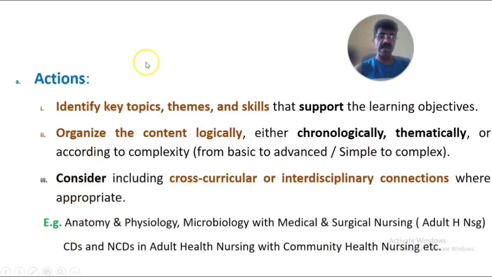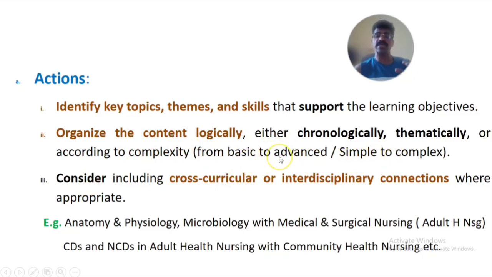First sub-step is identify the key topics, themes, and skills that support the learning objectives. Already we set the learning objectives, but that has to be supported by including the specific topics, themes, and skills that's needed for that particular educational program. Second, organize the content logically and systematically, either chronologically, first year, second year, third year, fourth year, or thematically, according to the theme or according to the complexity, that is simple to complex or basic to advanced.